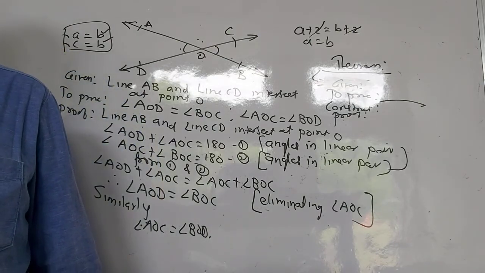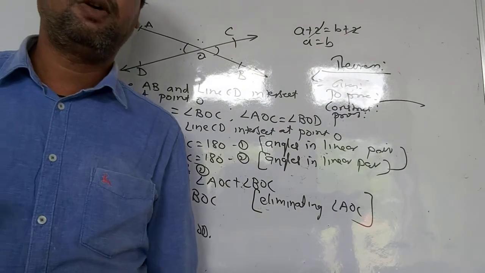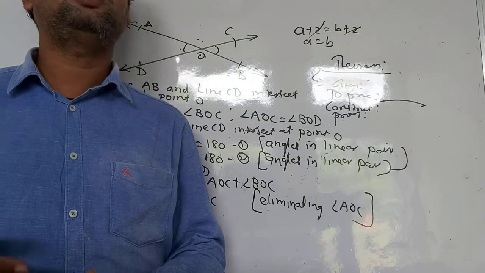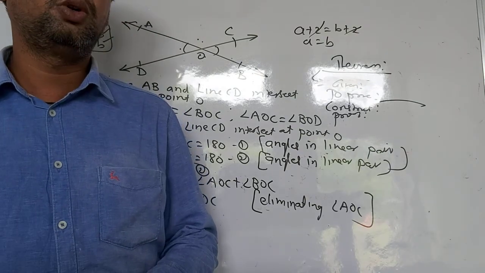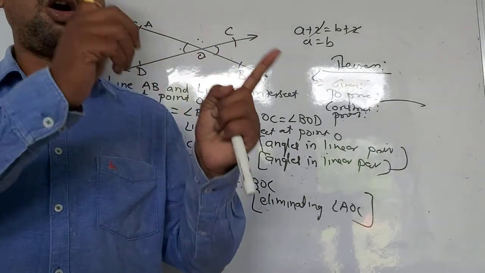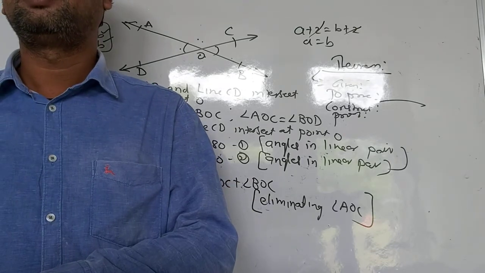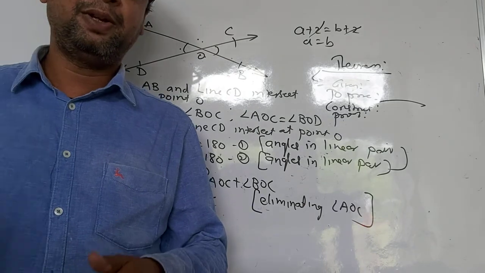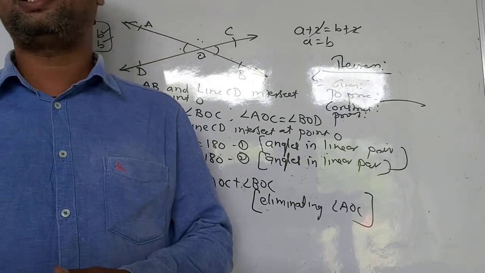In this way, so simple it is. First of all, what information is given to you, that we have to consider as wrong. Then logically we should show that what we have considered wrong is false. If it is false, then the previous statement must be true. So this is indirect proof.